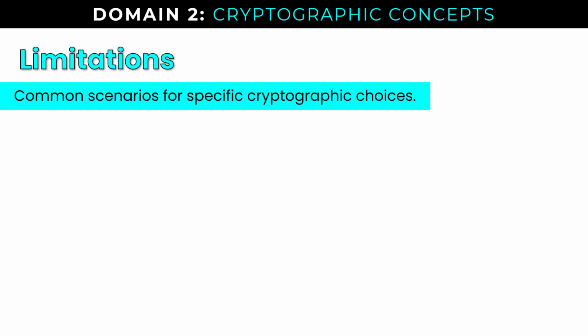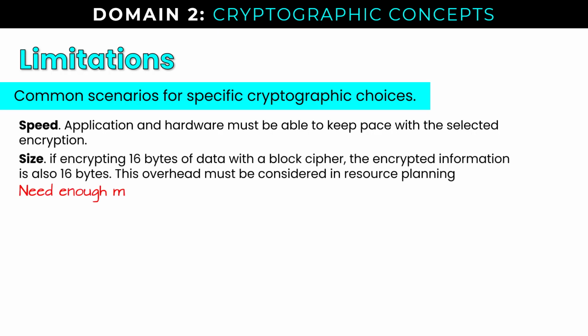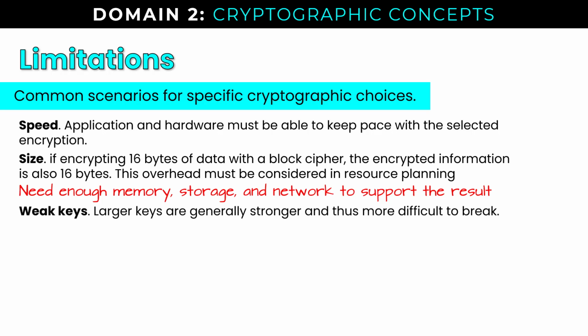Limitations. So common scenarios for specific cryptographic choices. We're going to talk through some limitations. So there is speed. Application and hardware must be able to keep pace with the selected encryption. Size. If encrypting 16 bytes of data with a block cipher, the encrypted information is also 16 bytes. This overhead must be considered in resource planning. You need enough memory, storage, and network to support the result.